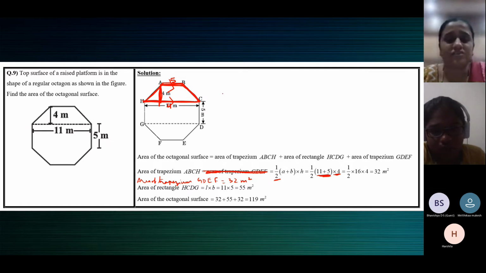So whatever is the area of this trapezium will be the area of this trapezium also. The area of the trapezium GDEF, even if you calculate, you will get the same answer, 32.